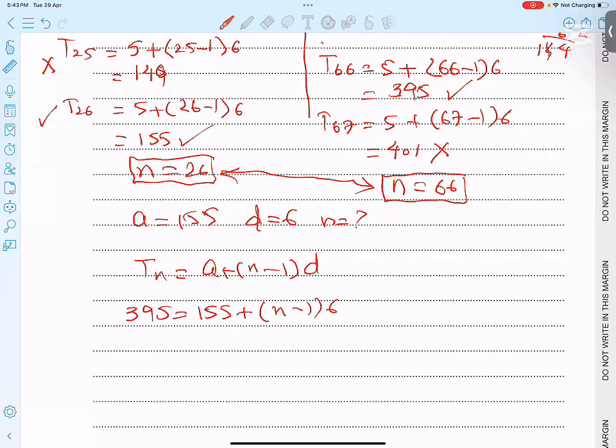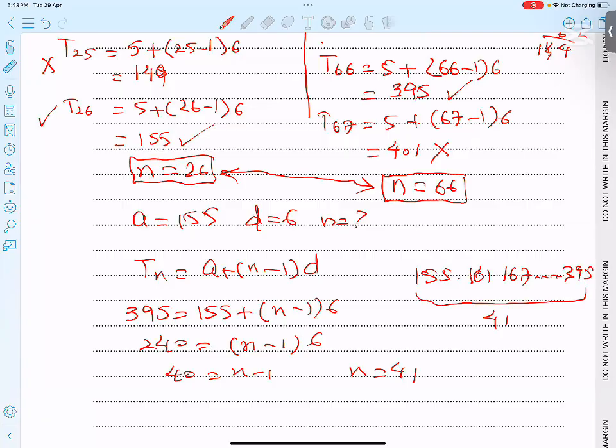So if I check this one in calculator, so 395 minus 155, I got 240. So I got 40. So n value becomes 41. It means starting from 155, add 6, I got 161, add 6, 167, and last is 395. And there are 41 terms, because 395 is ending. I hope so the point is clear.